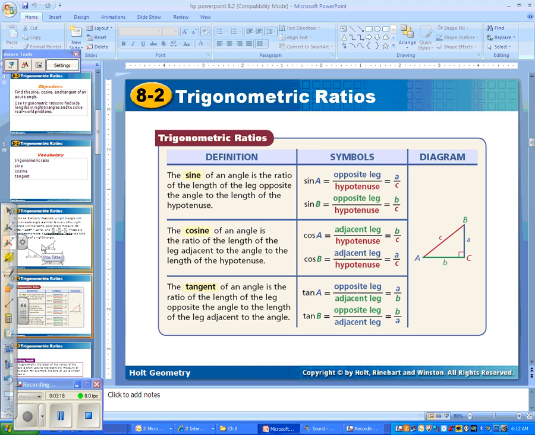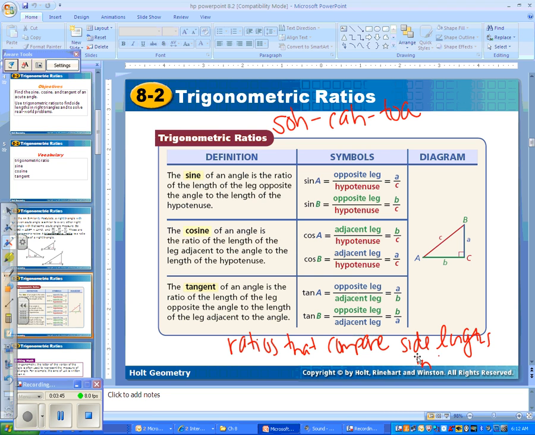Now, a helpful thing that I use to remember the difference between sine, cosine, and tangent is something called SOHCAHTOA. I'll explain what that means in just a second. So again, trig ratios are ratios that compare side lengths in right triangles, because we just said if we know what the acute angle is in a right triangle, then it's going to be the same for all right triangles that have that same acute angle.